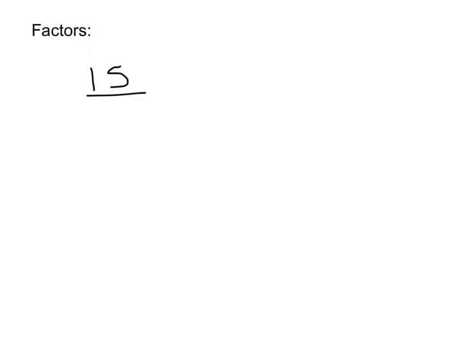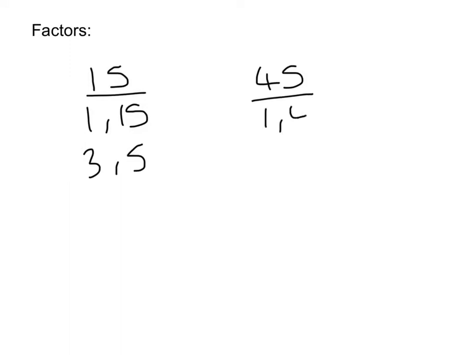If we look at another example, this time we'll look first of all at 15. The factors of 15 are 1 and 15, 2 doesn't go into it, 3 and 5, and 4 doesn't go into it, so those are all of my factors. And if we look at 45, the factors of 45 being 1 and 45, 3 and 15, and 5 and 9.